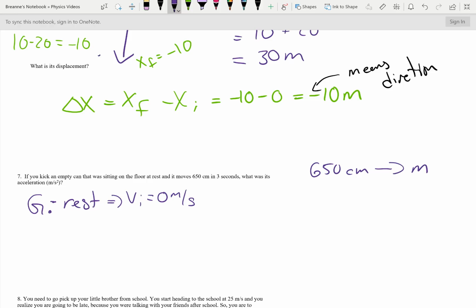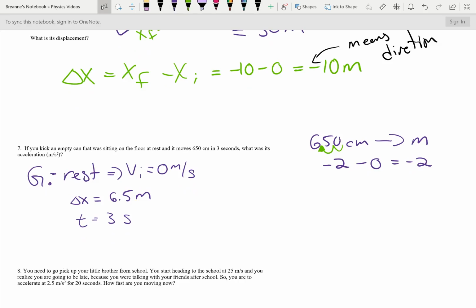So we need to convert centimeters to meters. Centi is a -2 exponent. Meters is 0. So that gives you a -2. That means I move my decimal 2 spots to the left because negative means you're making it smaller. So my displacement equals 6.5 meters, and my time is 3 seconds. Our unknown is acceleration. So that's exactly what it's asking for.